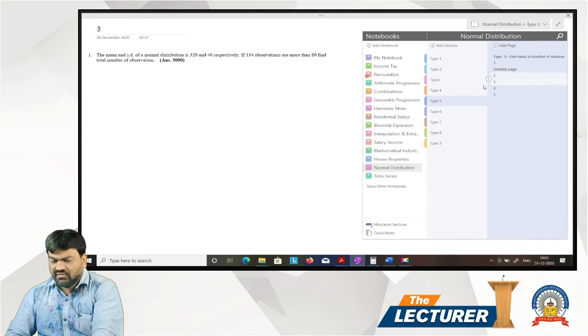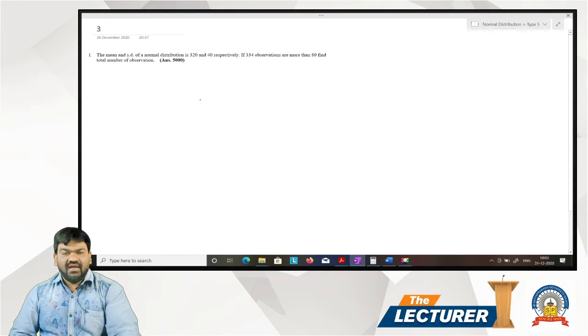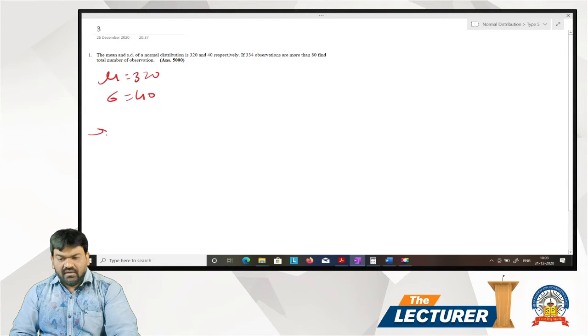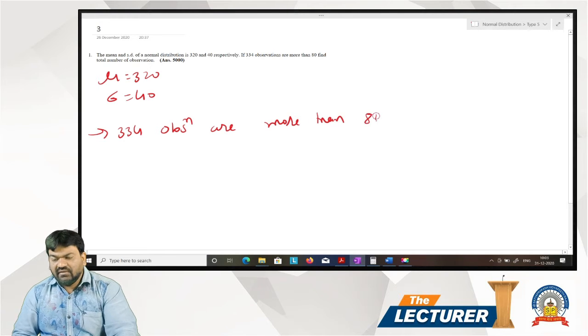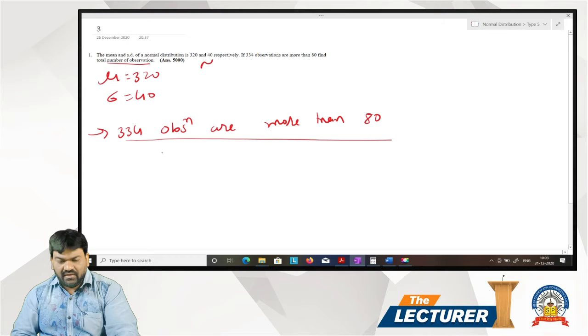Next, example number 3. The mean and standard deviation of a normal distribution are 320 and 40. Mean means mu is 320, standard deviation 40. If 334 observations are more than 80, find the total number of observations. So we have to find capital N.